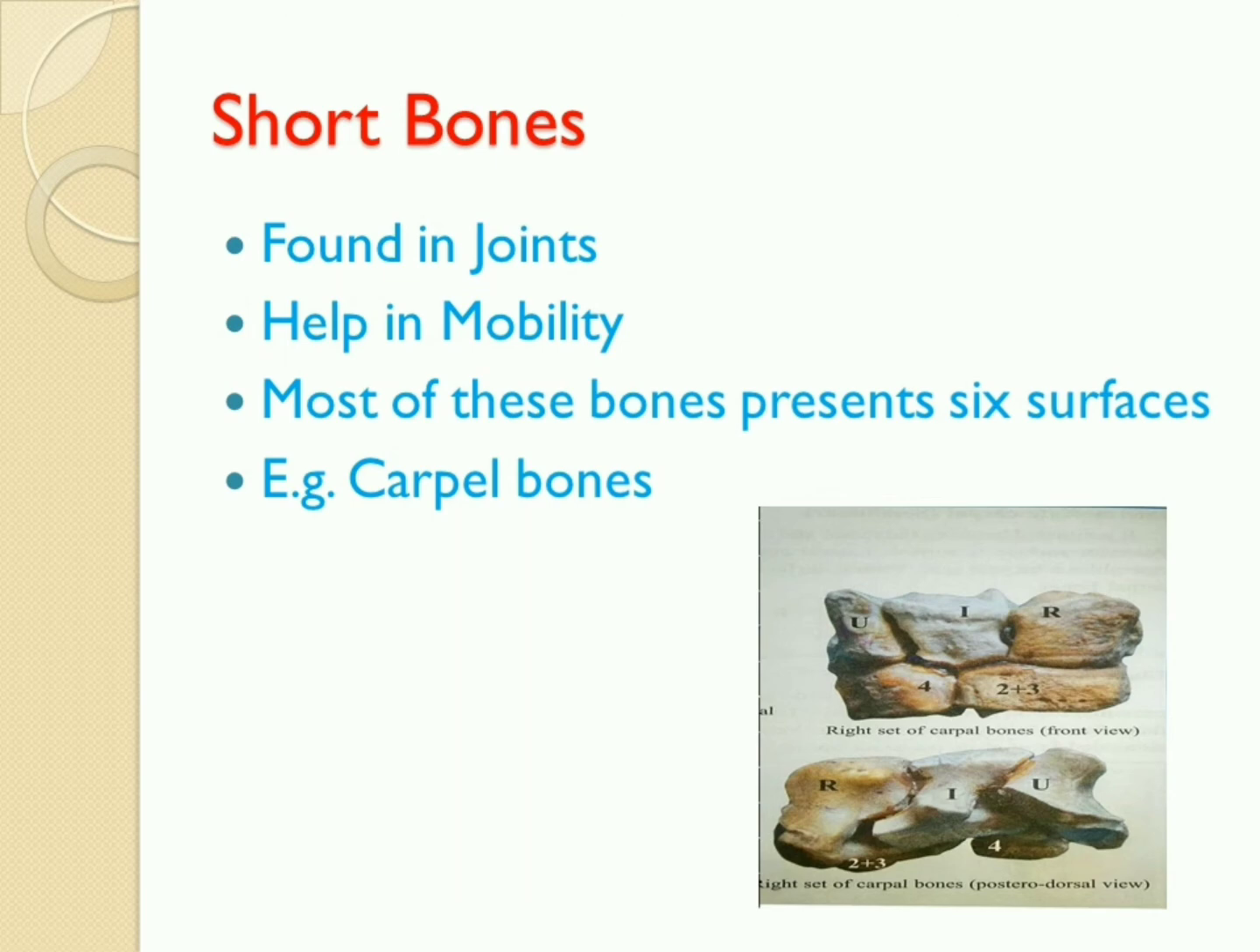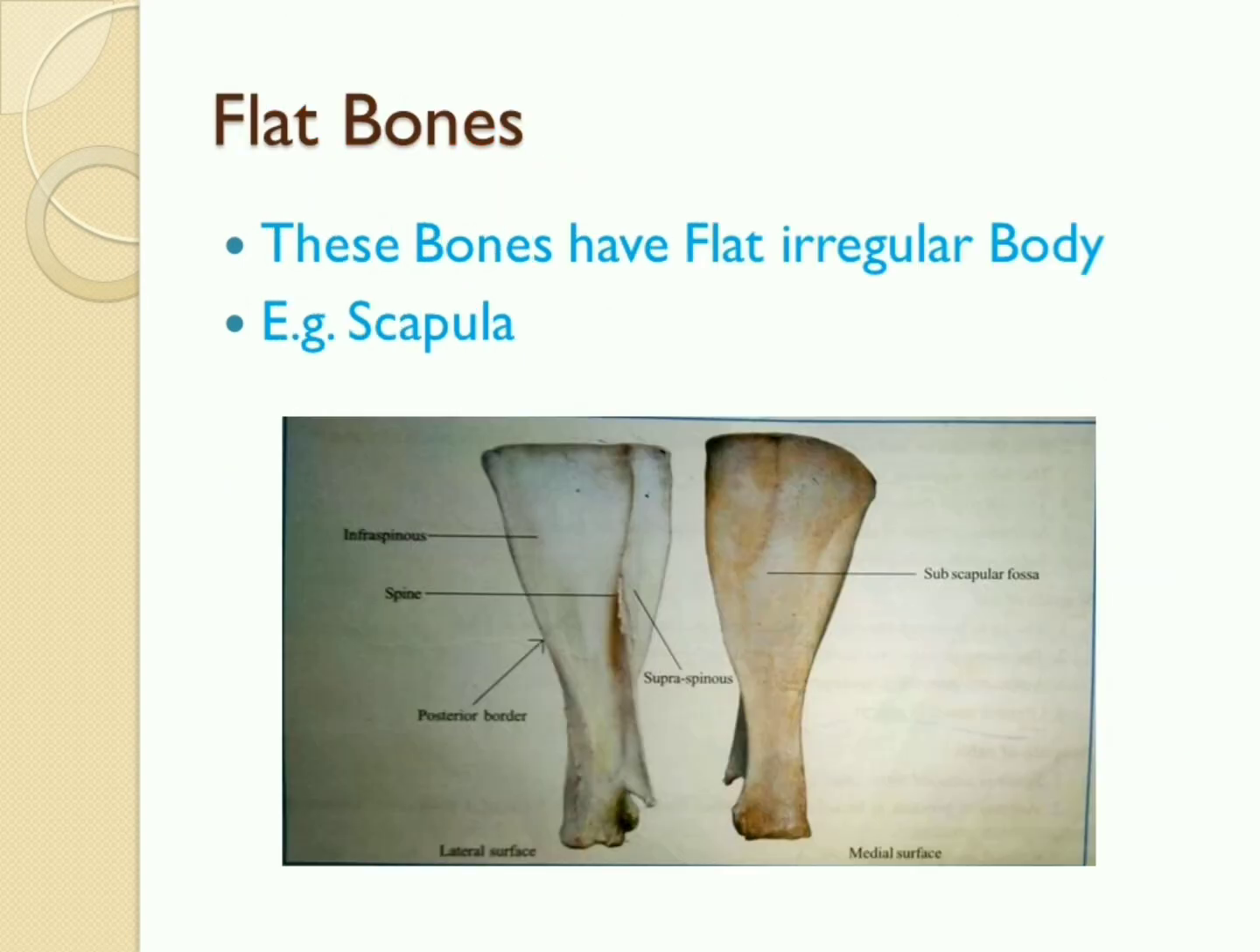Next is the short bone. These bones are mainly found in the joints and they help in the mobility of the joints. Most of these bones present 6 surfaces. For example, carpal bone. Next is the flat bone. These bones have a flat, irregular body. For example, scapula. This bone is present in the shoulder girdle.